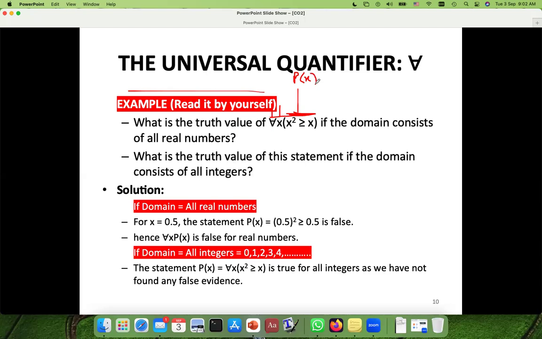But to give you a dodge, here we have not written P of x. Rather, we have written the actual statement. And then some students will be confused about what to do here, since we don't have any P of x. That is P of x written in a different way. This portion is P of x. So what is the truth value of for every x P of x if the domain consists of all real numbers?